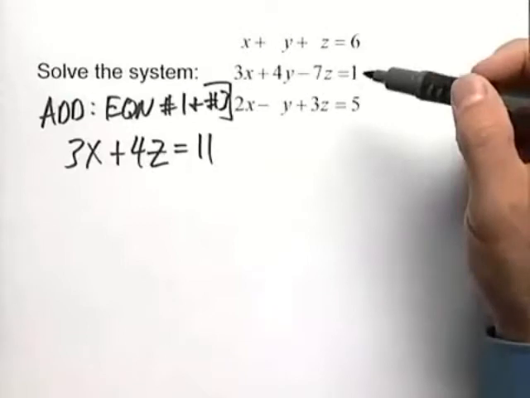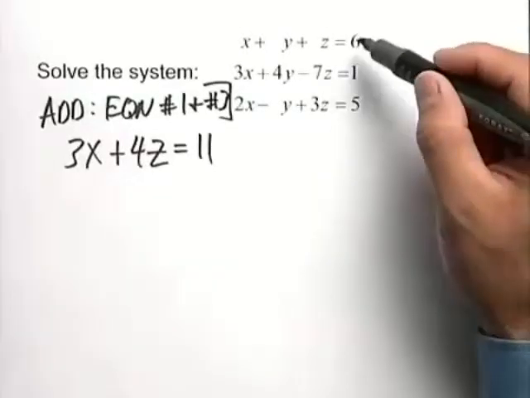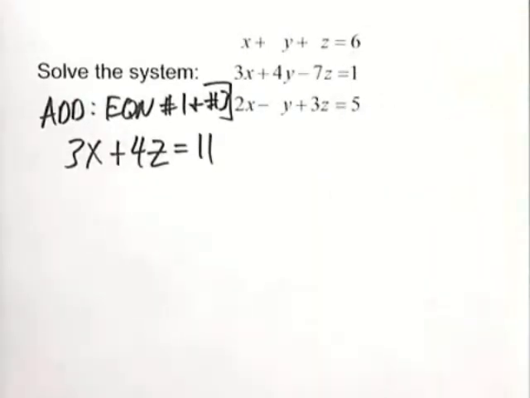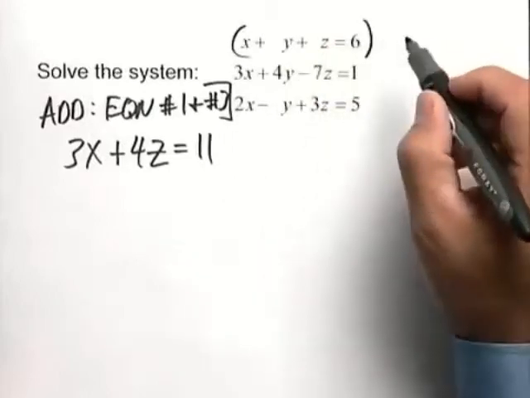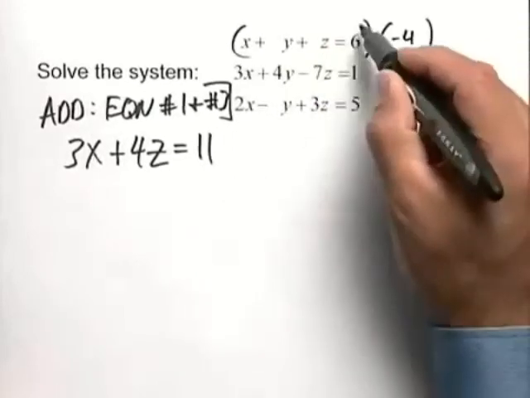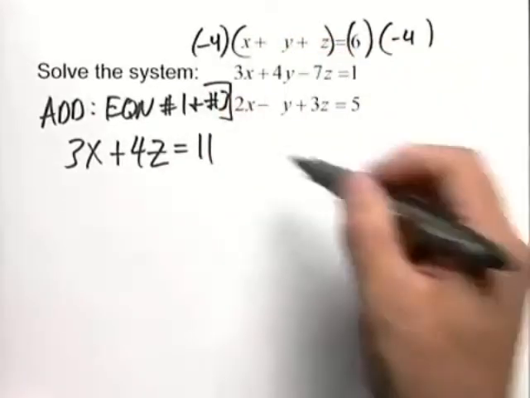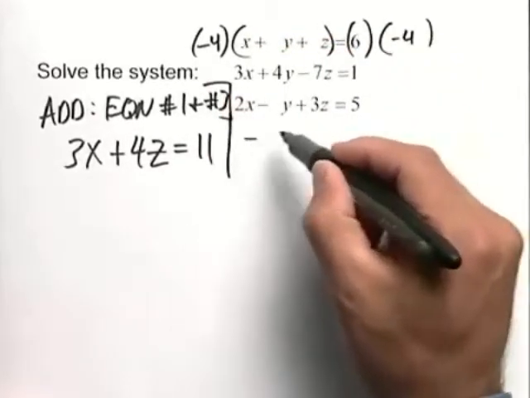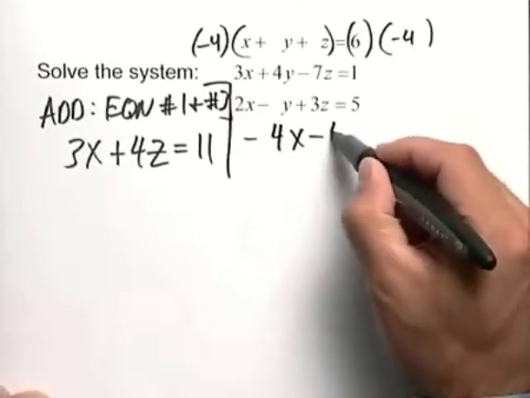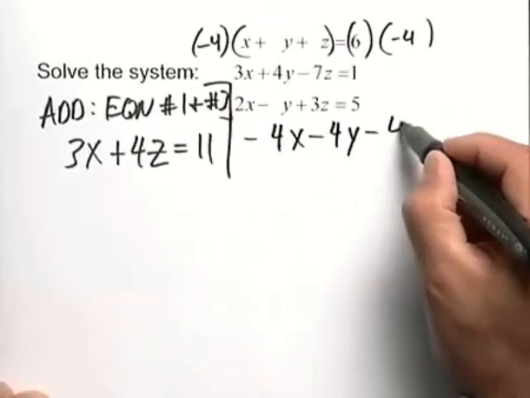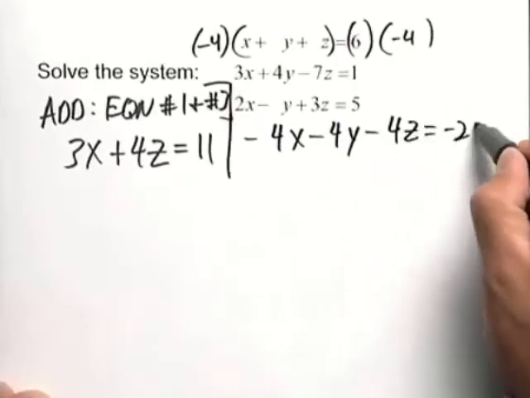Now we're going to get rid of the y's using the first and the second equation. And the way we'll do this is by multiplying the first equation, both sides of that equation, by a negative 4. All right? So let me write that under here. We'll have a negative 4x minus 4y minus 4z. That is equal to a negative 24.